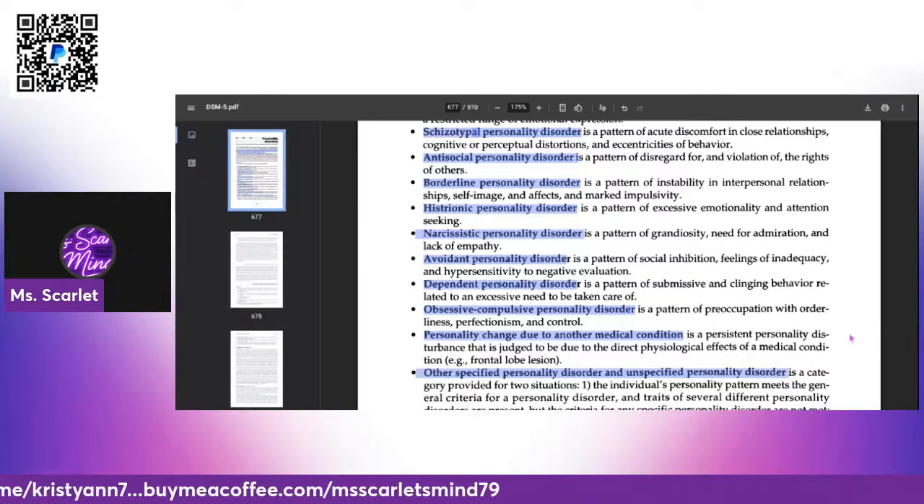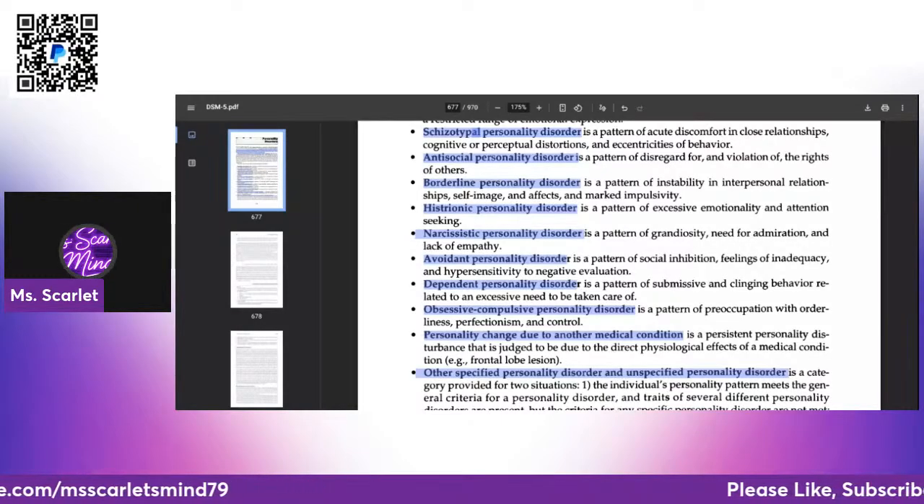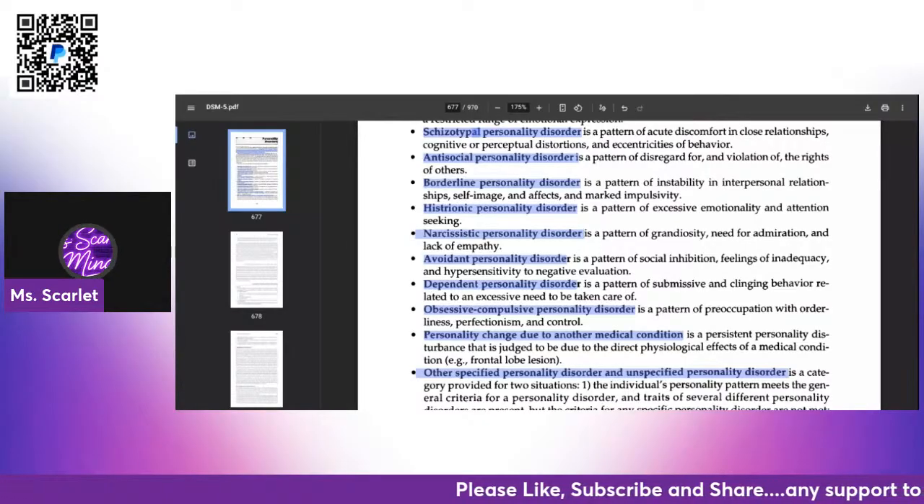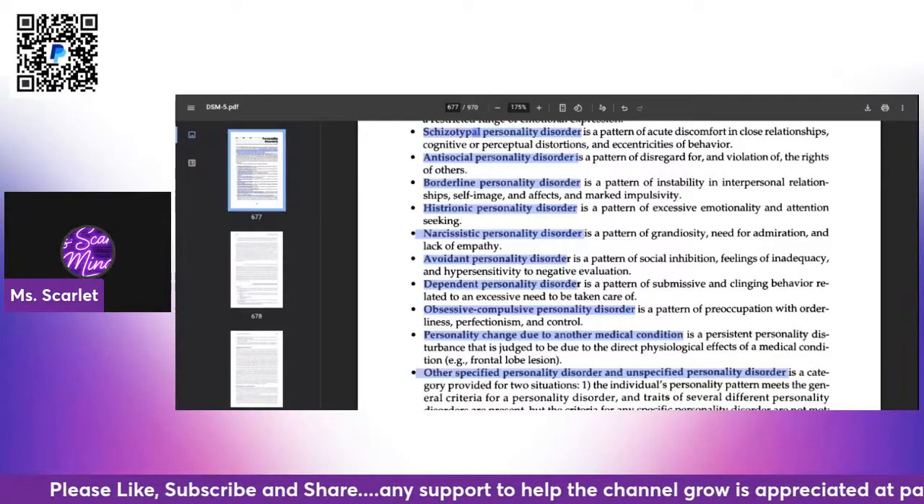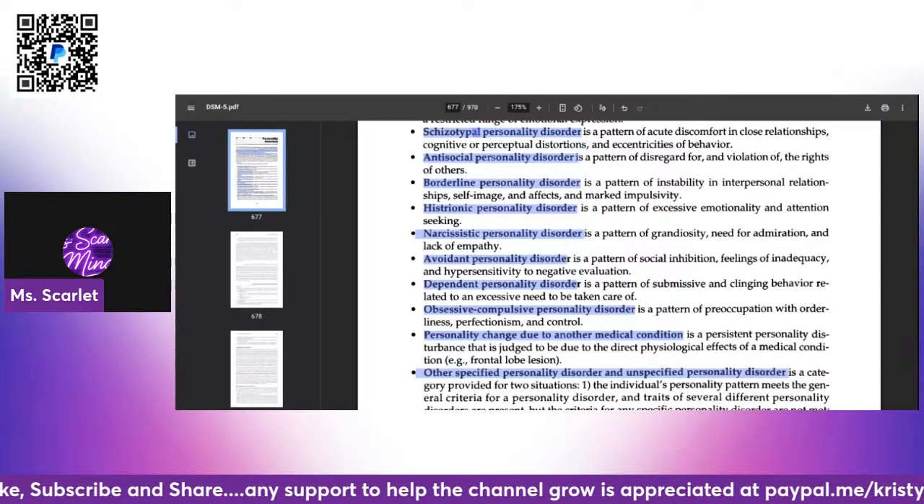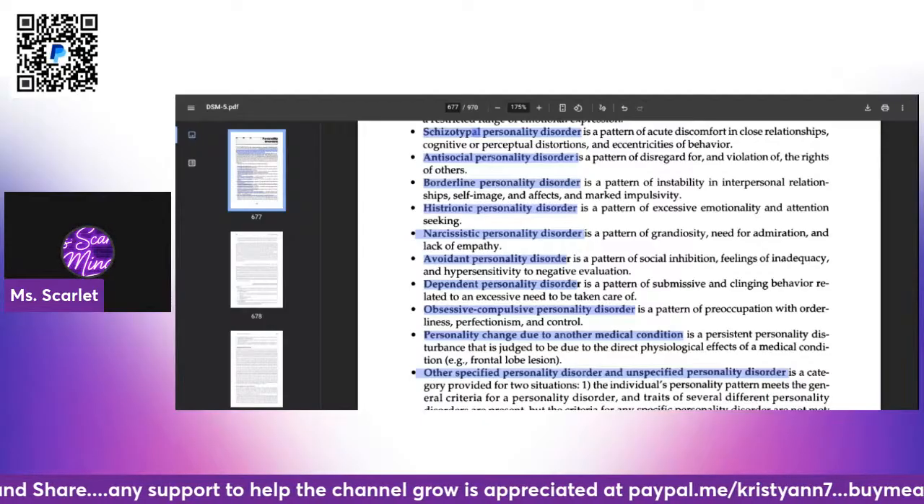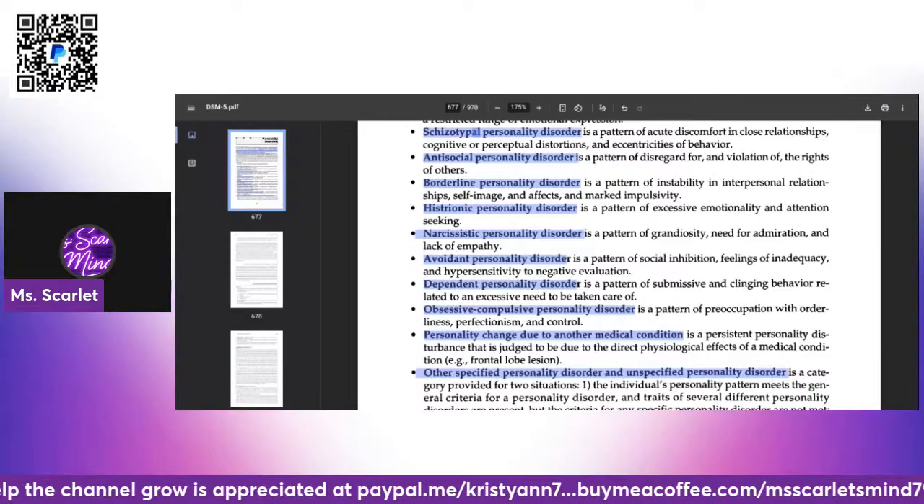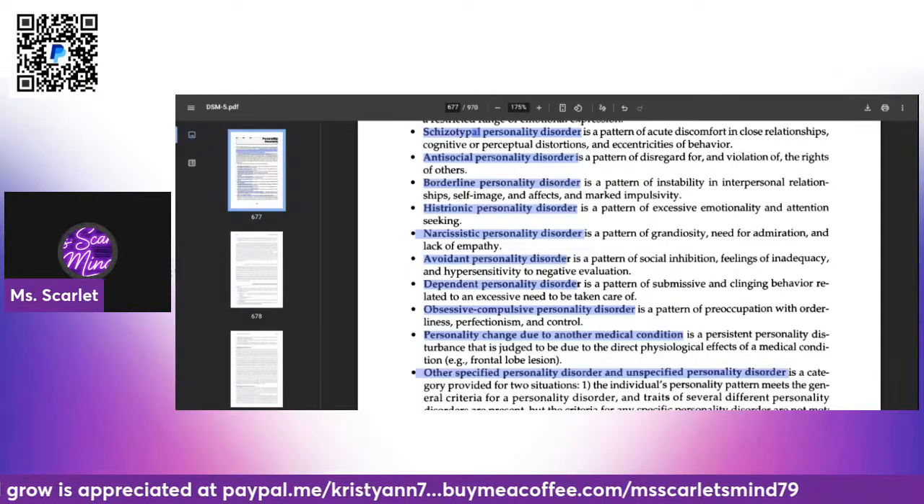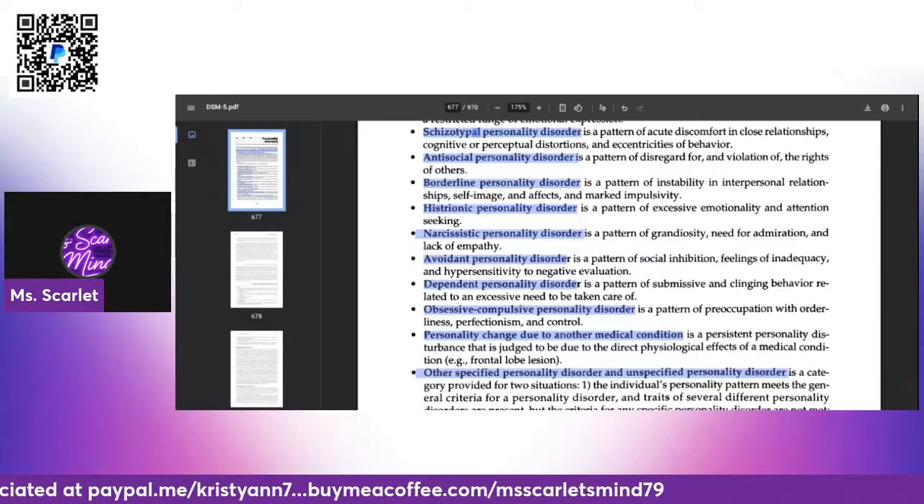So the next one is narcissistic, and this is the one we're going to be going over the most tonight. But narcissistic personality disorder is a pattern of grandiosity, need for admiration, and lack of empathy. So think about that when you call someone narcissistic, and or say they have narcissistic tendencies or characteristics, versus them actually having a narcissistic personality disorder. And again, that one is a pattern of grandiosity, need for admiration, and a lack of empathy.